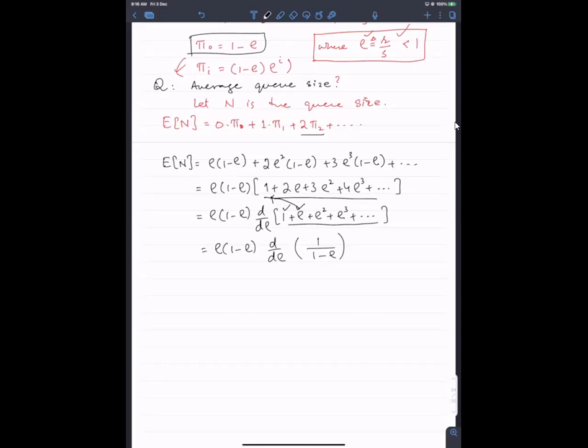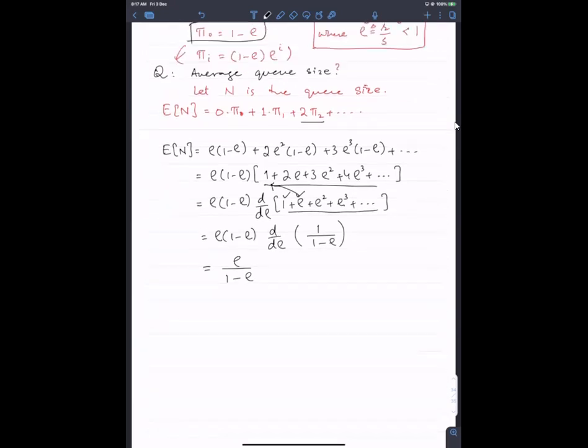So the derivative of this guy, and this really is equal to, take its derivative and you solve it, you end up getting rho over 1 minus rho. That's the expected queue size.